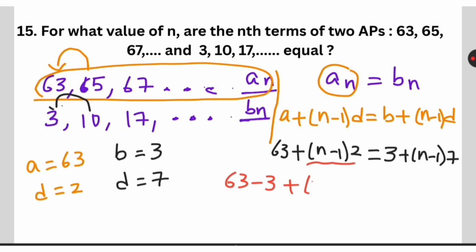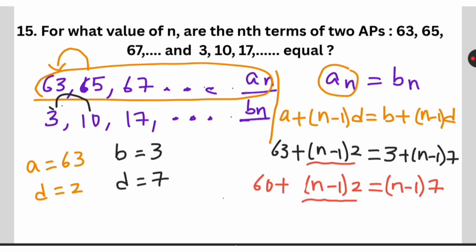We have (n minus 1) into 2, that is equal to, we are sending this 3 to the left hand side, so leave that. So remaining what we left? We left (n minus 1) into 7. 63 minus 3, it turns into 60. Now this (n minus 1) into 2, you have to send to the right hand side. Minus (n minus 1) into 2.